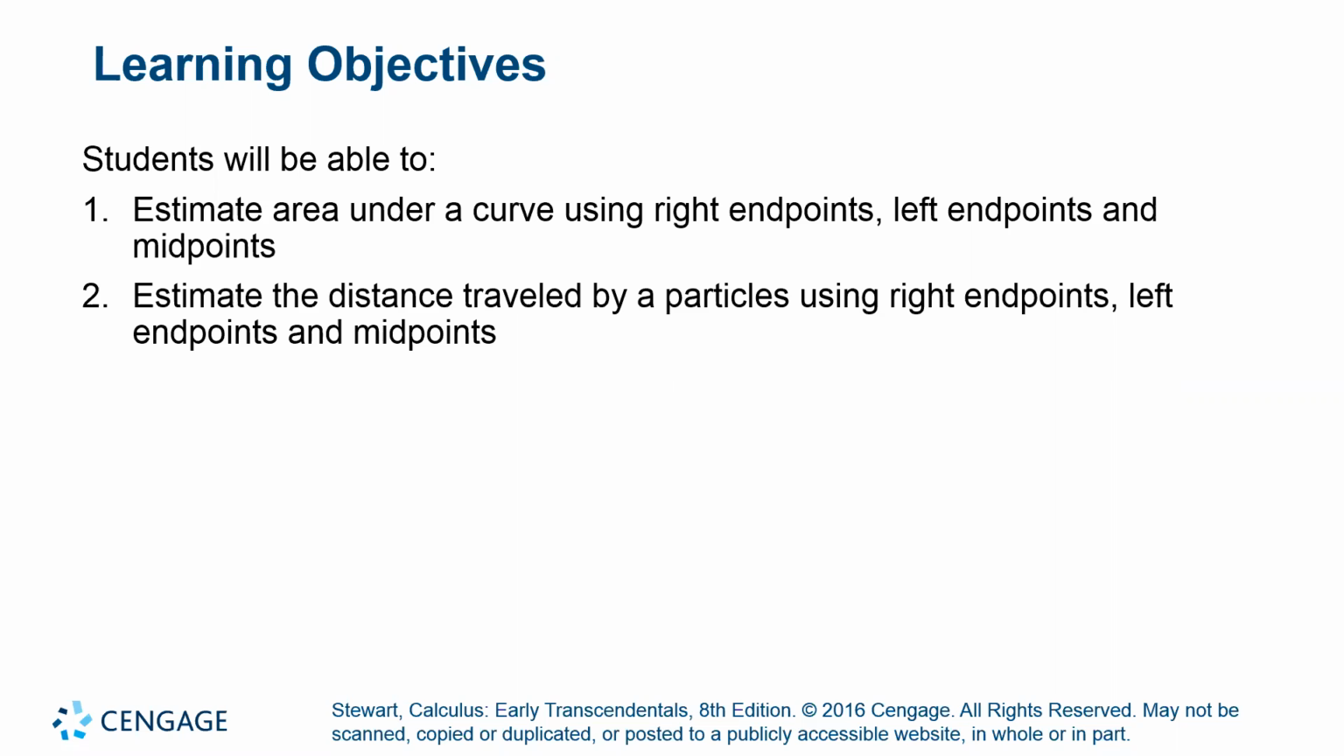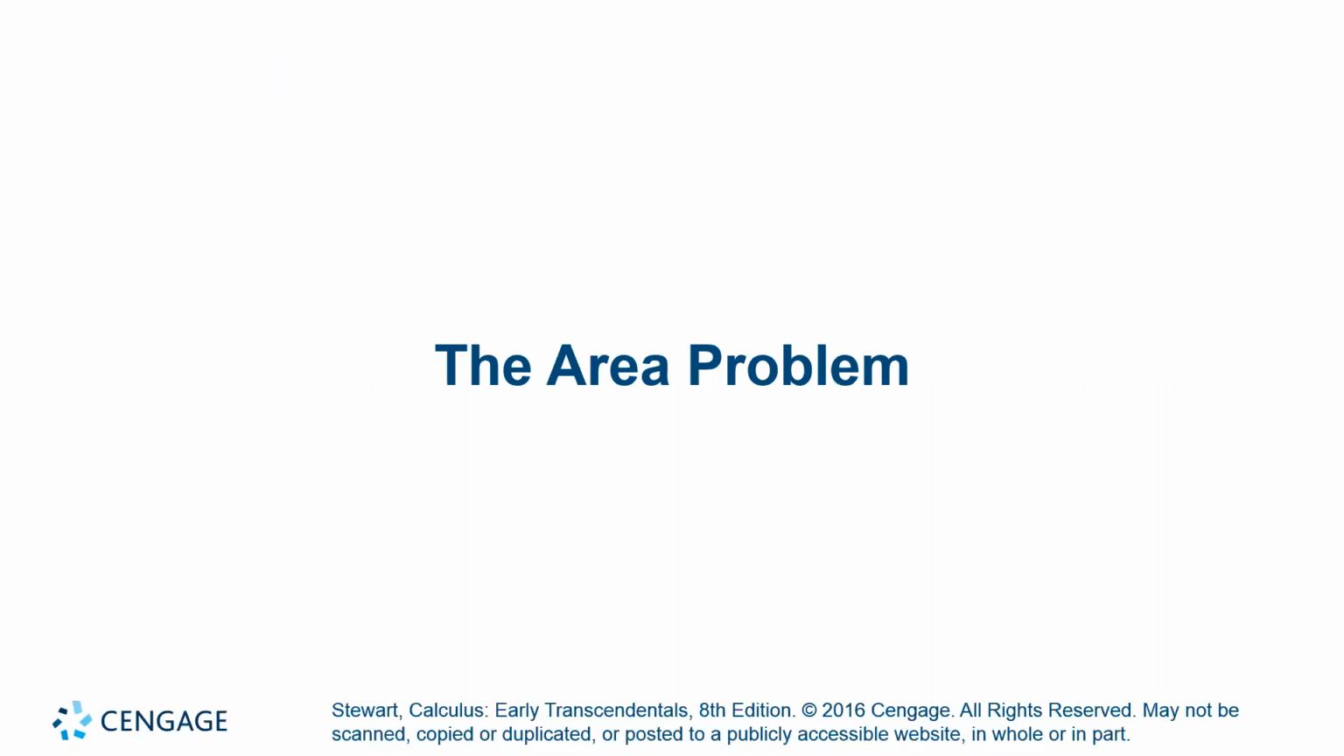We will try to estimate area under a curve using the right endpoints, the left endpoints, and then the midpoints of intervals. And then also estimate the distance traveled by a particle using right endpoints, left endpoints, and then midpoints. Okay, now let's start with the area problem.